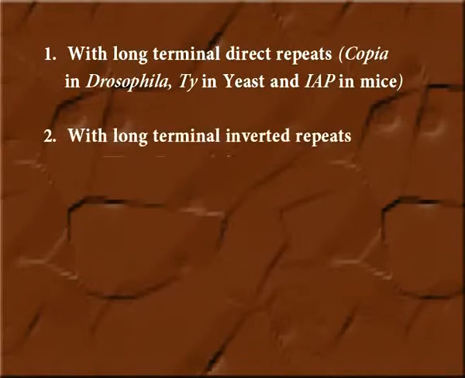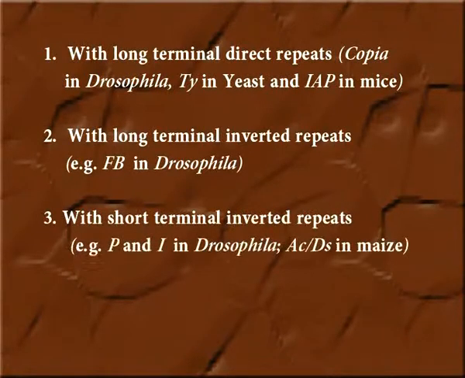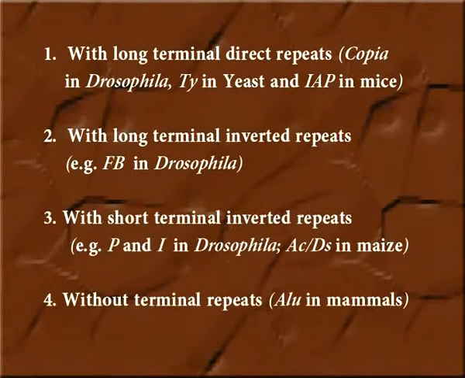Second, with long terminal inverted repeats, for example, FB in Drosophila. Number three, with short terminal inverted repeats, for example, P and I in Drosophila, and AC/DS in Maize. And number four, without terminal repeats, for example, LINE sequences in mammals. Now, some of the examples of transposable elements in eukaryotes.